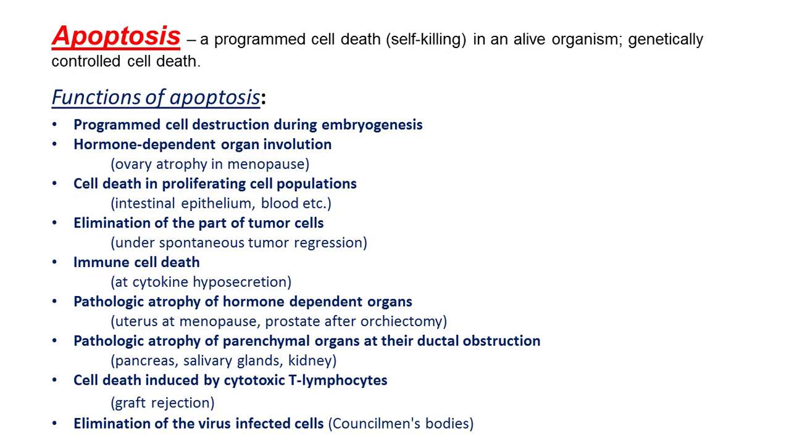Apoptosis is also found under pathologic atrophy of hormone-dependent organs, as it is seen, for example, in the uterus at menopause. In pathologic atrophy of parenchymal organs, when their ducts are obstructed, we also can find apoptosis. Under cell death induced by cytotoxic T lymphocytes, for example in graft rejection, apoptosis could be found. Elimination of the virus-infected cells also happens due to apoptotic mechanism. An example could be Councilman's bodies in hepatocytes.